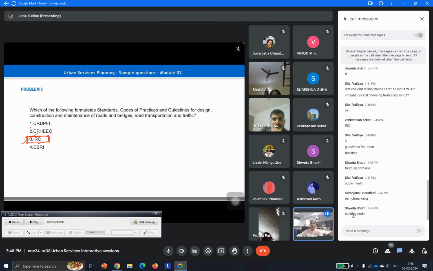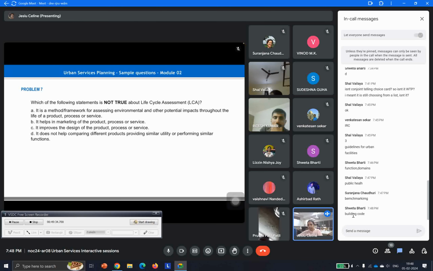So yeah, these are different codes. Throughout our lectures, we might be seeing a lot of codes and standards taken from these manuals. So this will keep repeating over and over, these terms, right? So let's proceed on to the next question.